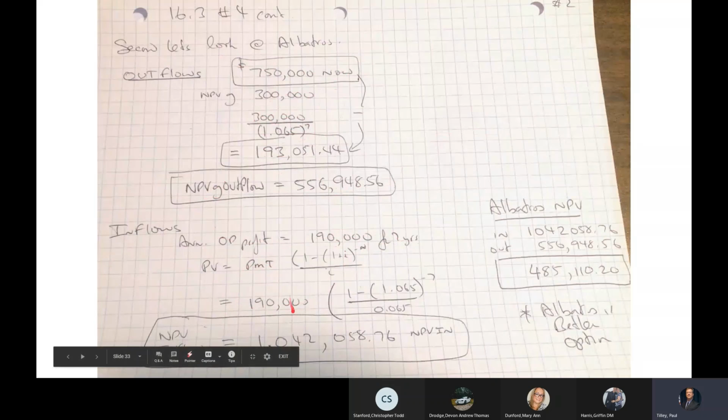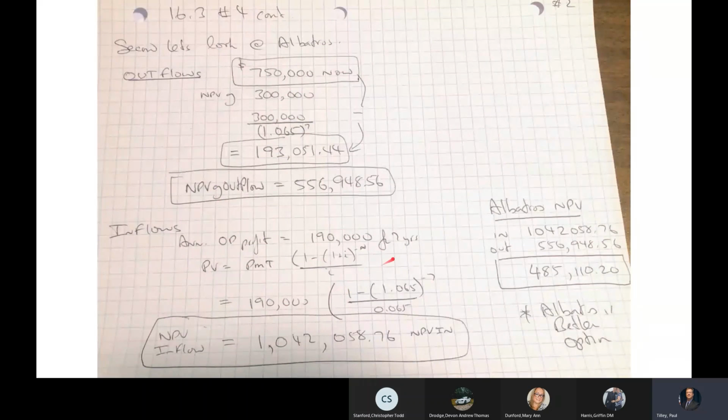So we run that through the annuity formula. We calculate the present value of the inflows is $1,042,000. So if we take the inflow, $1,042,000, subtract the outflow, $556,000, the net present value of the Albatross in terms of money coming in is $485,000.